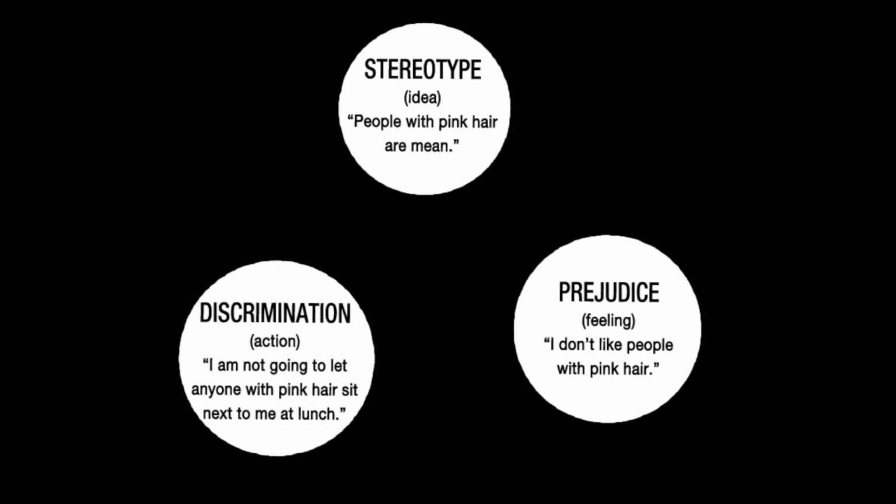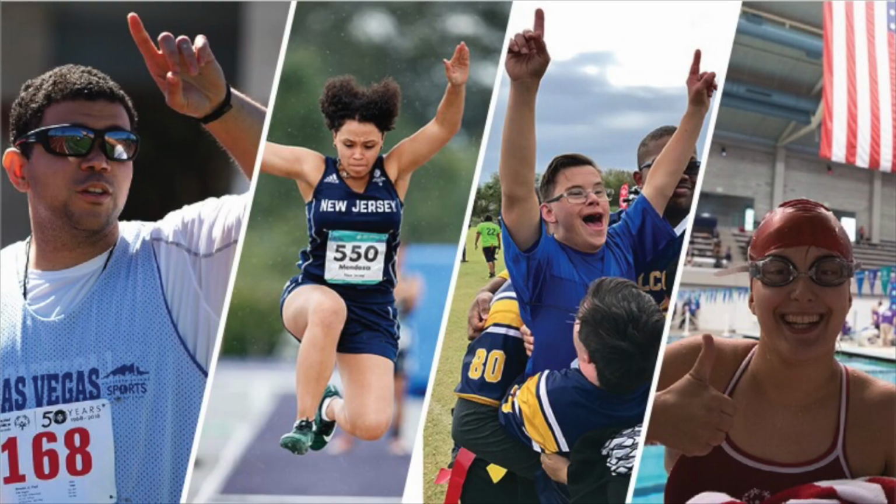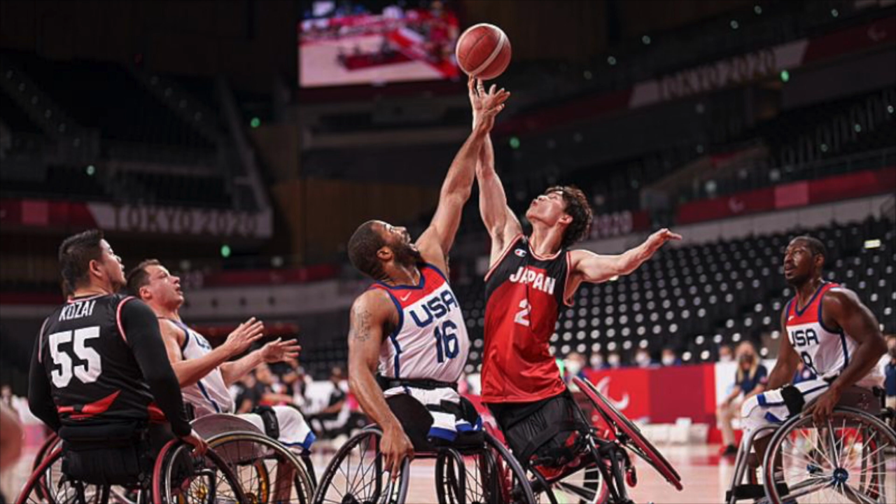Finally, the C in the ABCs is cognition or stereotypes. This refers to the beliefs or generalizations about a particular group. These can be positive or negative, but can have significant consequences. An example of this would be people with disabilities and saying that they are helpless and dependent.